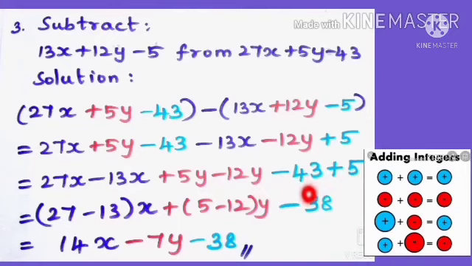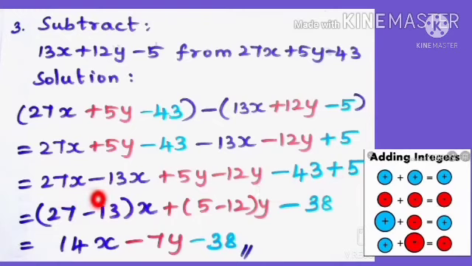Yes, by using the addition of integer rule. That is, when we add two integers of different sign, the sum will be the difference between the two integers and have the sign of the integer with greater value. So 43 minus 5 is 38. The sign of the greater one is minus. So minus 38 is the value for this addition of integers, minus 43 plus 5.